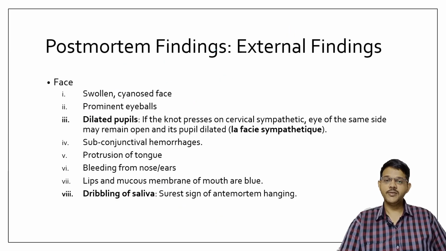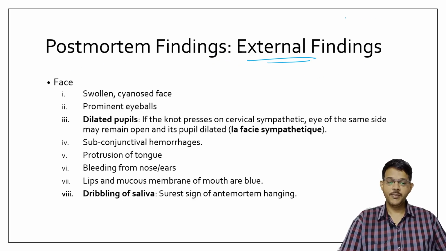Now coming to postmortem findings in case of self-suspension or hanging. First and foremost are the external findings on the skin, on the body. What other findings will be seen? Since it is a form of asphyxia, three signs of asphyxia will always be present. One is the petechial hemorrhages, also known as Tardieu spots, that is pinprick hemorrhages.